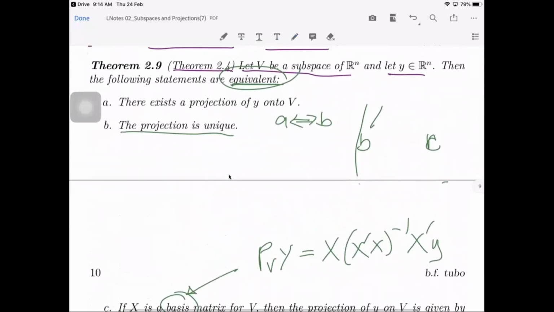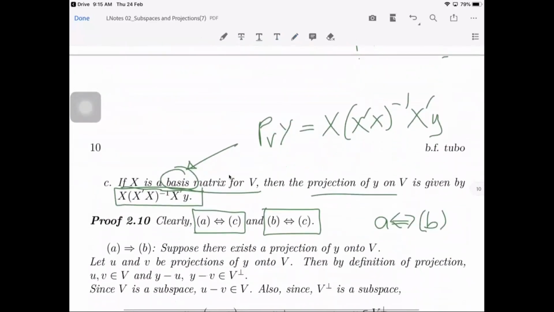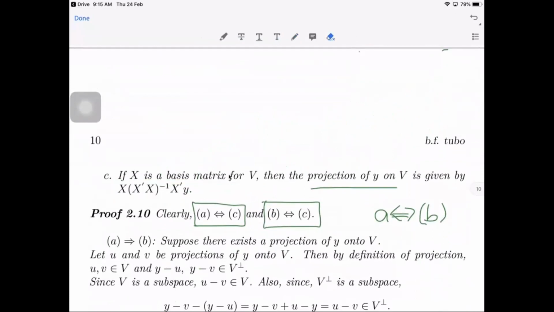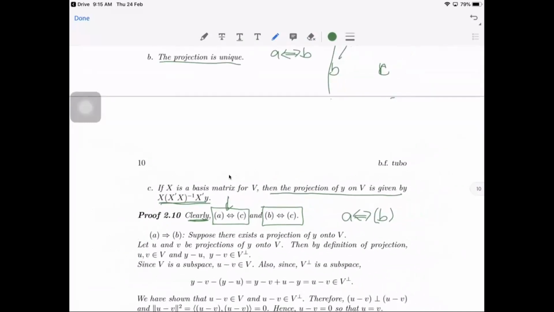So there exists a projection of Y on B. There exists a projection of Y on B. Man ang C kay naa kay projection and it is given by that. So klaro ni siyang A if and only if C. Kung naa kay projection, then C, there exists a projection on V. So this is clear. And another clear daw is the projection is unique.